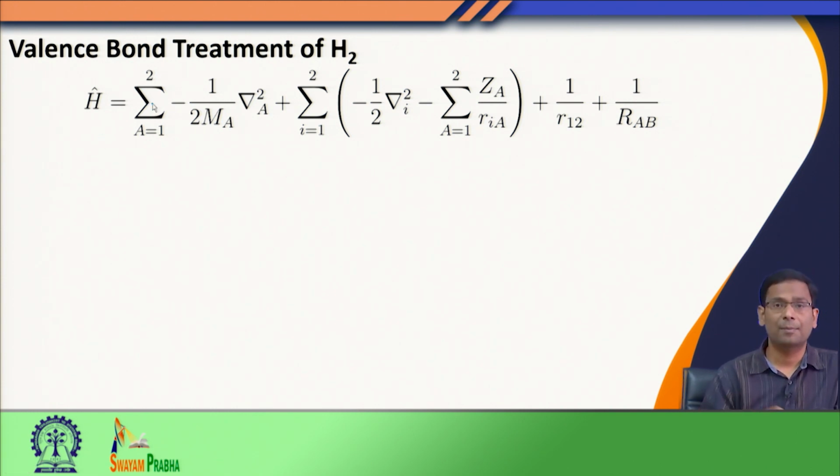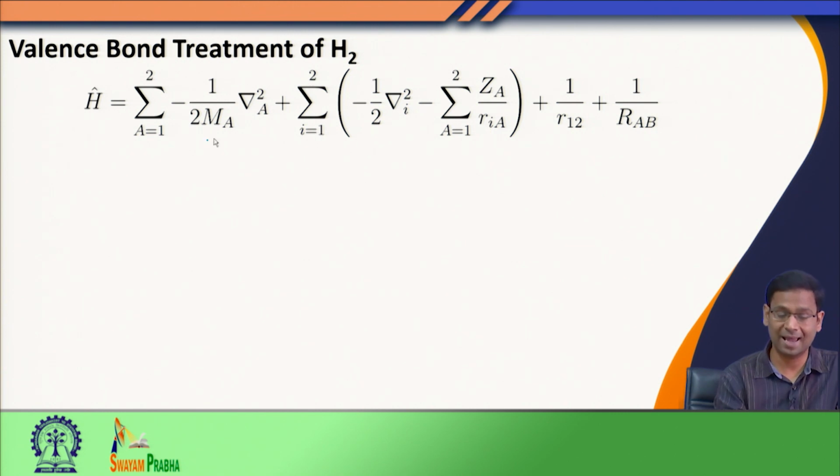This is the Hamiltonian of the hydrogen molecule that we know. The treatment that we are going to do for the hydrogen molecule, the method that we are going to use, is also known as the valence bond treatment of hydrogen. We will slowly discuss different approximations of this approach. So, this is what the Hamiltonian is.